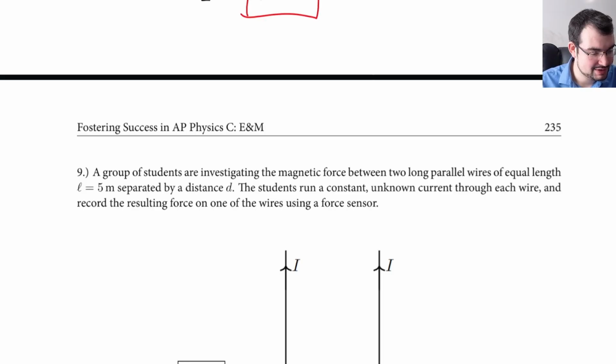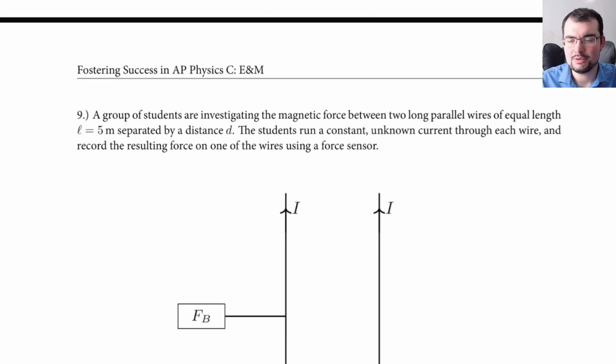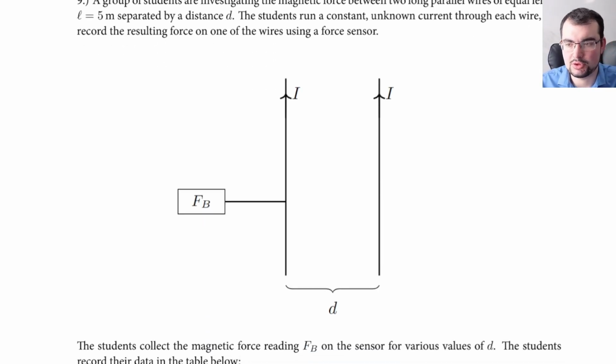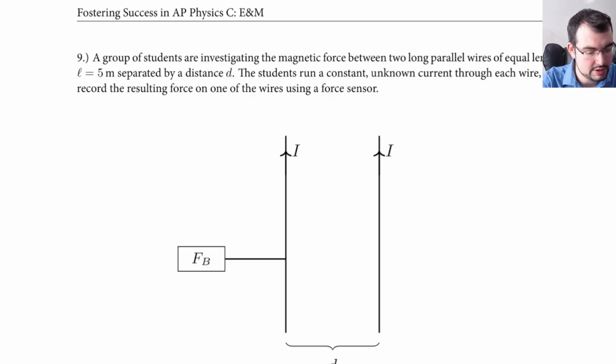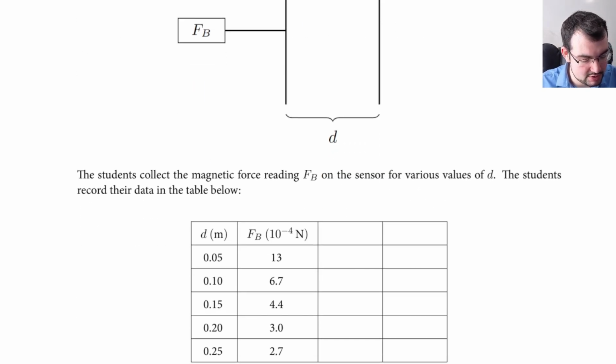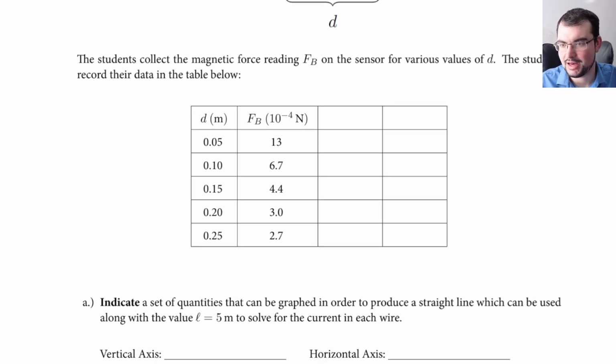All right, now for a classic. This is a classic lab on magnetic force where we put some sort of force probe on some current carriers, and we want to actually find something about it. A group of students are investigating the magnetic force between two long parallel wires. Their length is given. So we're separating them. We can assume that these wires can be modeled by the long formula if this long length is much greater than their separation. So in this case, the length is 5 meters, and we're separating them by not even a quarter meter.